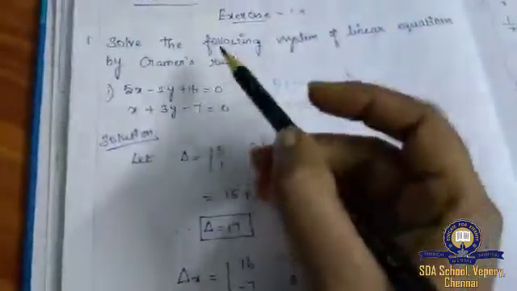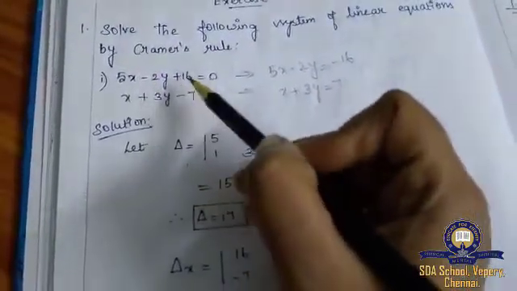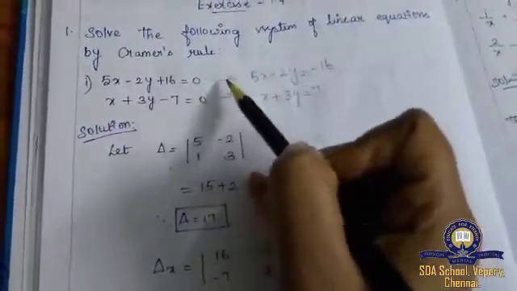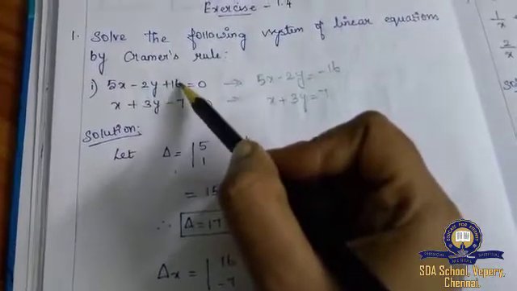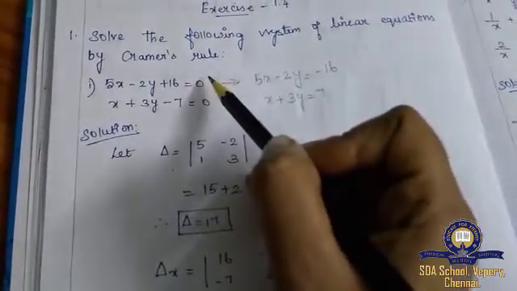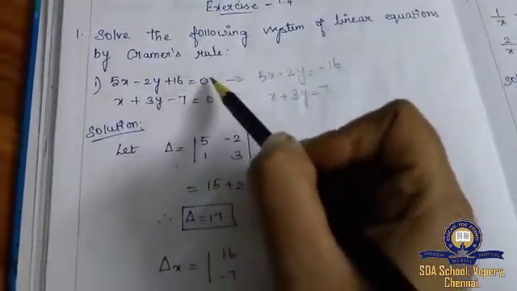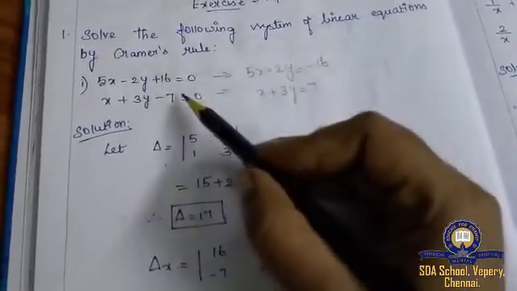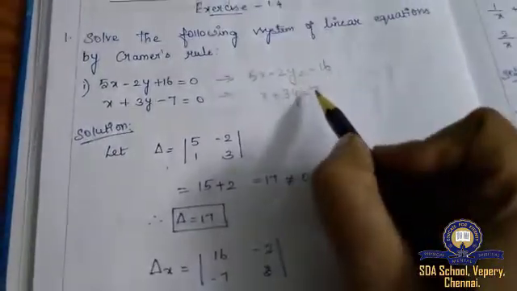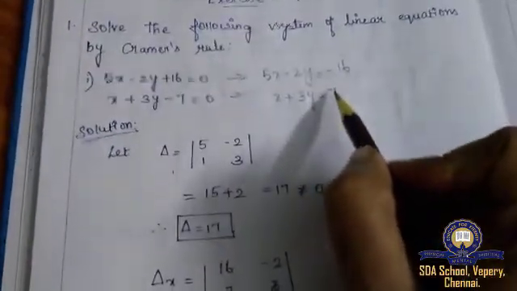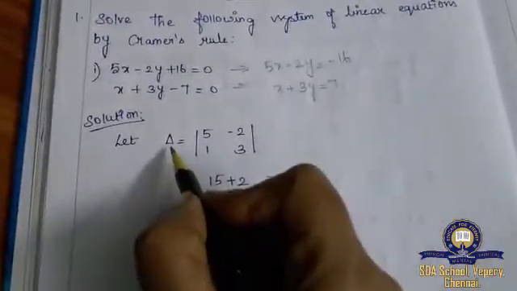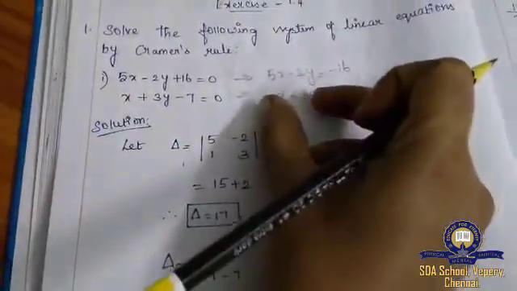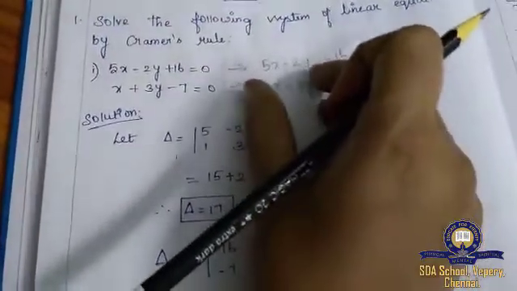Okay children, so you see the first question: 5x minus 2y plus 16 equal to 0, x plus 3y minus 7 equal to 0. From that, what I am doing is taking my constant part to the other side. So 16 going to that side becomes minus 16, and minus 7 going that side becomes plus 7. And now what you should do first is find delta. So delta equals your values of x and y variables, not the constant values.